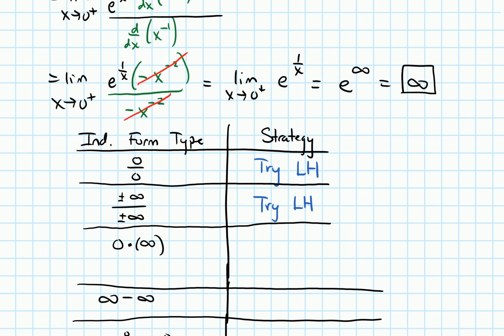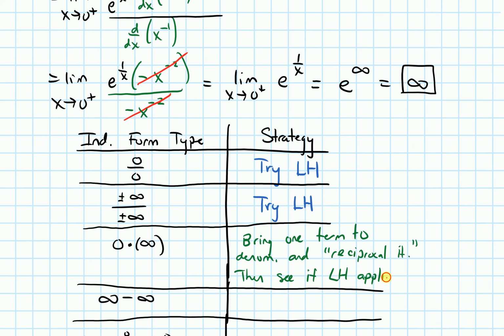All right, so we've talked in this video about 0 times infinity forms. If we have something like that, our strategy is going to be to bring one term to the denominator and reciprocal it, then see if L'Hopital's applies. So after I do that, I still need to plug in and see if I have one of these forms I can do L'Hopital's on. But if I do, then use L'Hopital's.